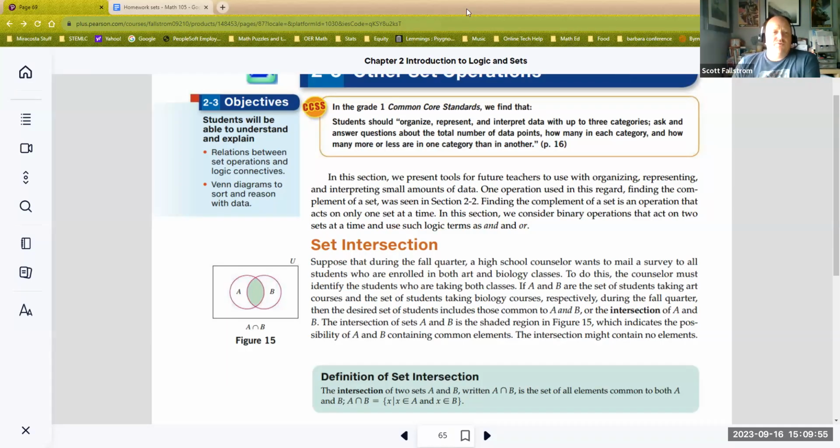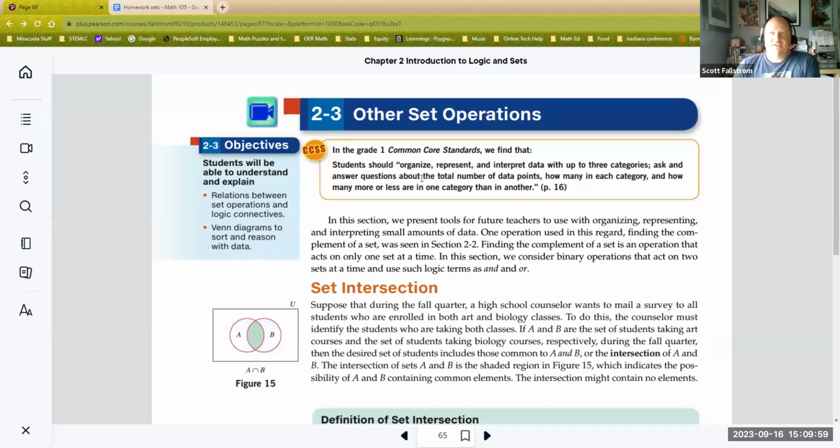Now, 2.3 does start with the other set operations that we haven't covered yet. So we've done complement, we've done subset, and those are great. The subset relationship is the if-then. The complement is the negation. So we're tying this back into section 2.1.